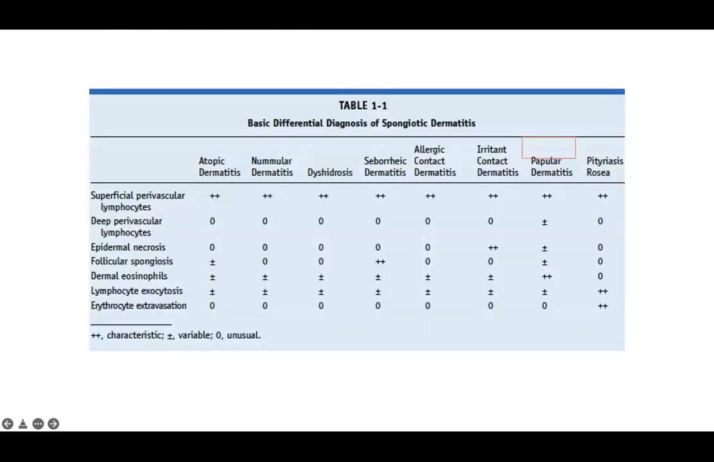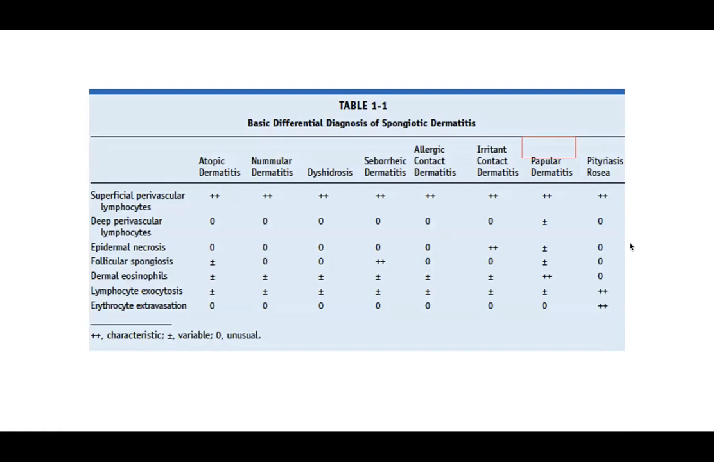Here's just a table summarizing different changes that you can see in spongiotic dermatitis. So as I mentioned, they share a lot of things in common, and there are a few things that can help you differentiate. So at the top, superficial perivascular lymphocytes. Well, that's in all entities, so that doesn't help you at all.